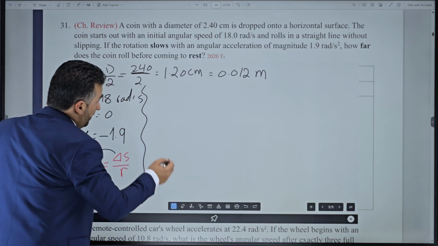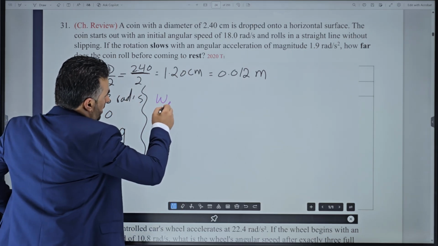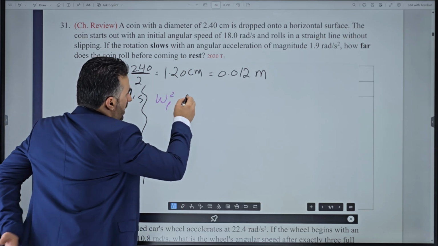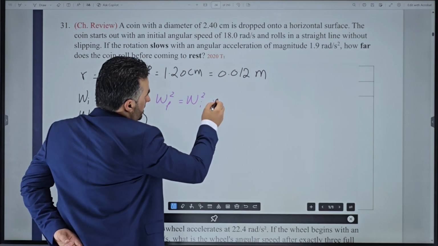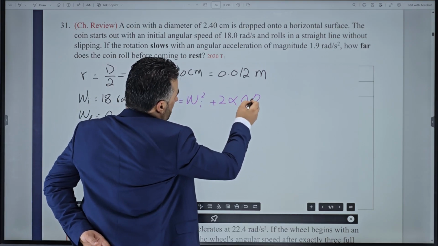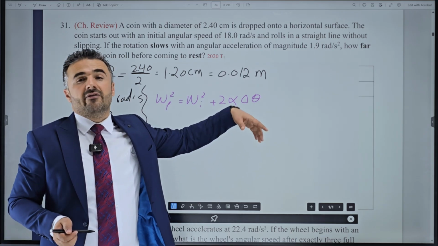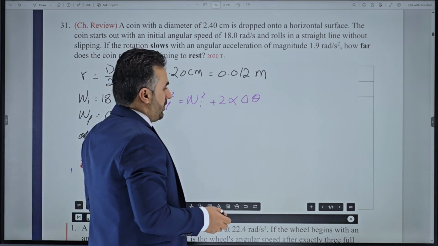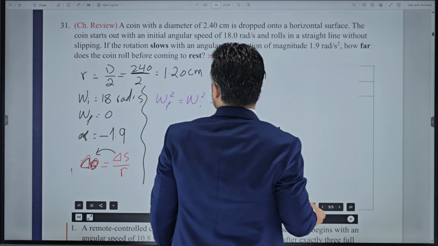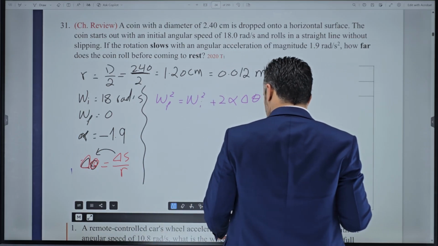So we'll say, let's use this color maybe. Omega final squared is equal to omega initial squared plus 2 times angular acceleration times delta theta. Once again, I need to find delta theta so that I can find the arc length. Perhaps one more thing that you might need to know is this maybe.